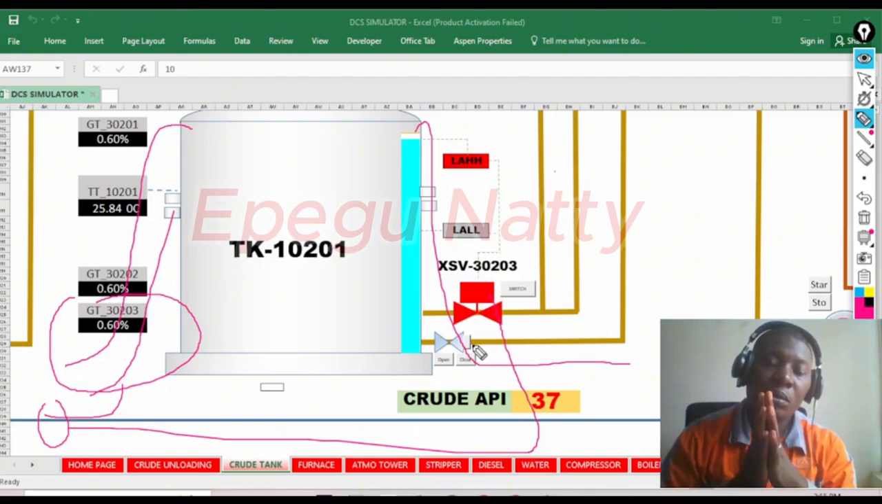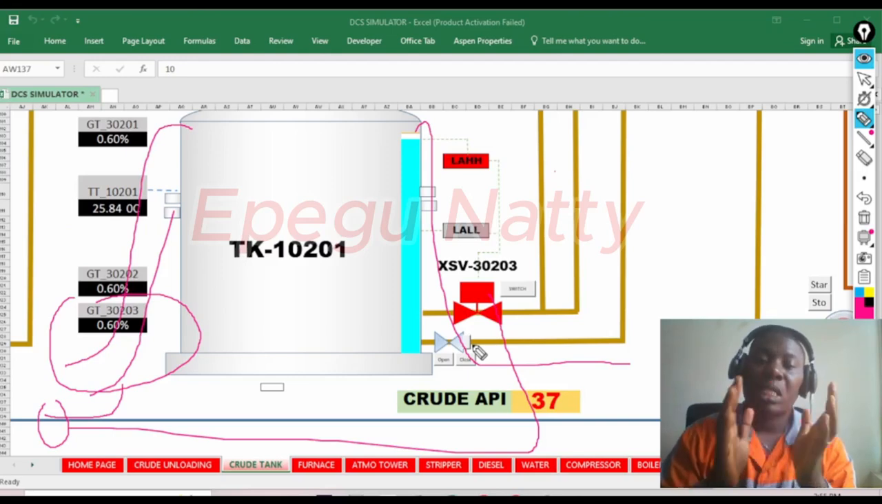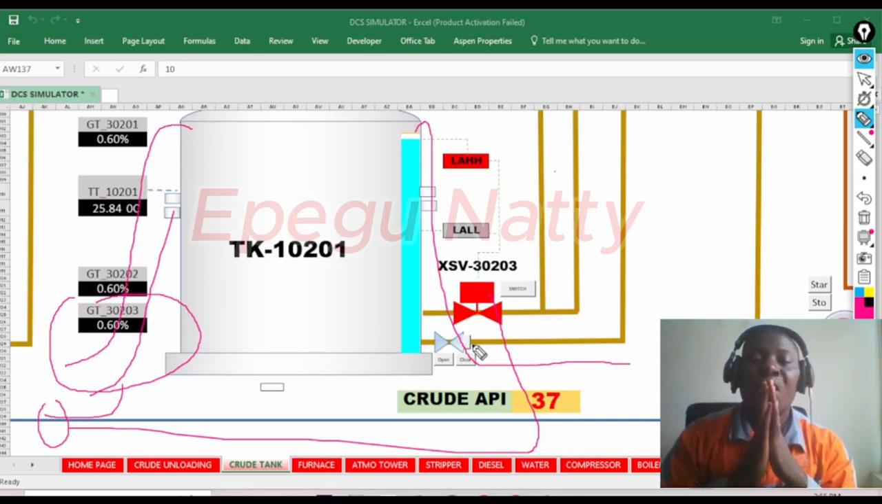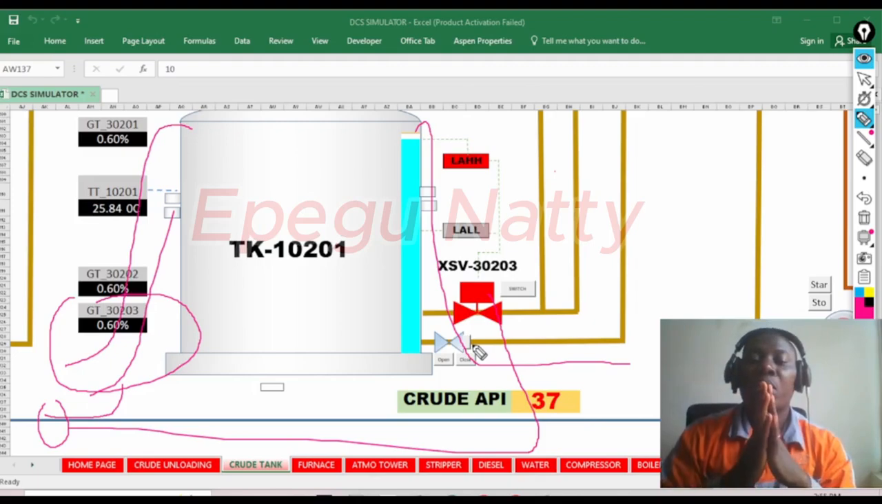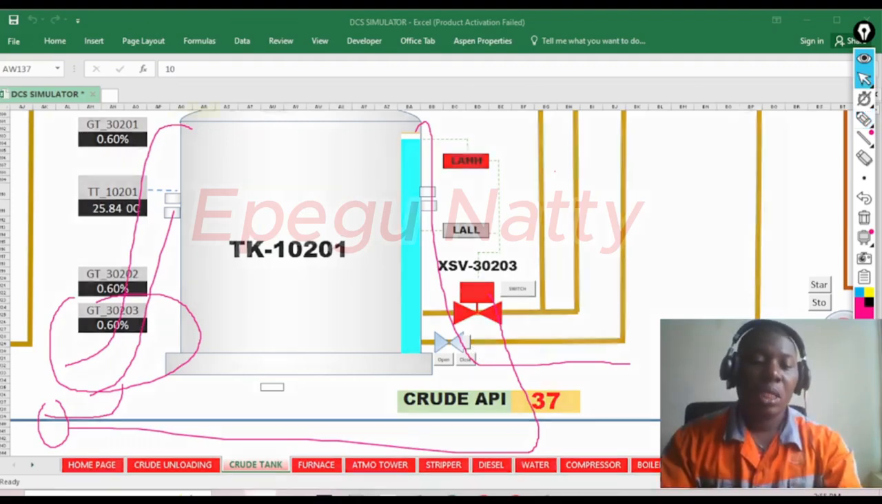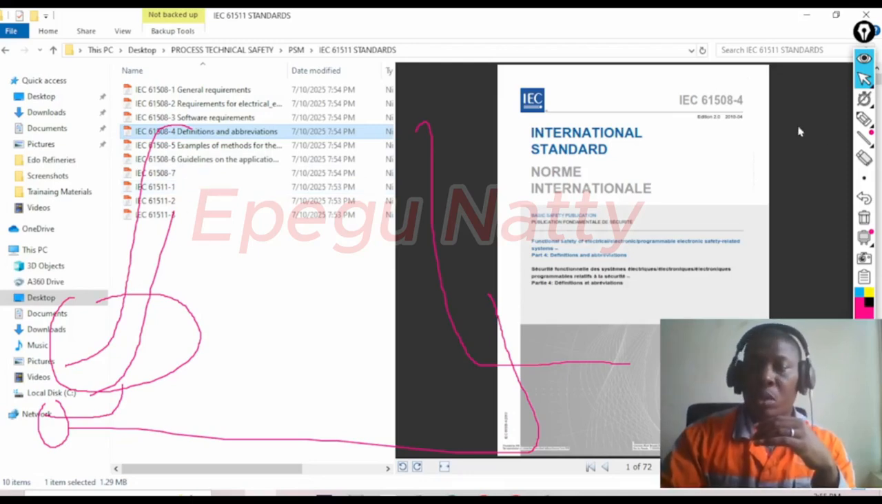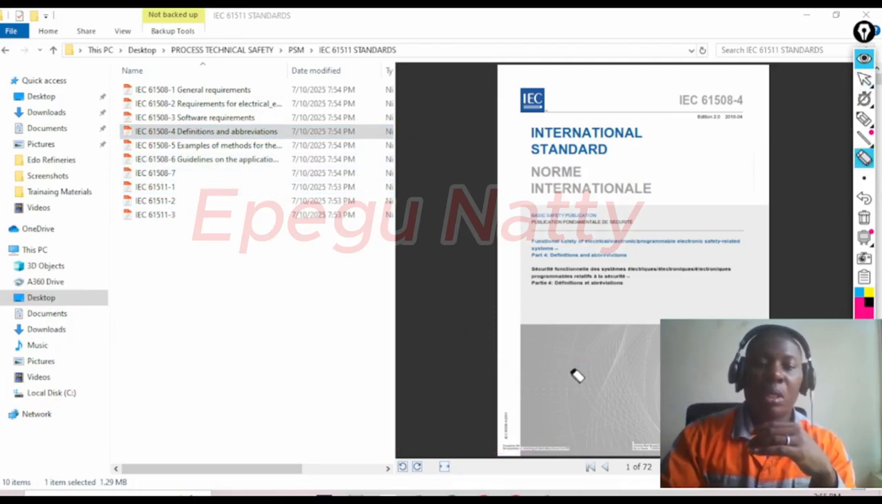All right, so I hope we understand the basics of SIS, SIF, SIL, and then can talk about SIL assessment, SIL verification. So like I said, go to this code and then read about it, get more knowledge, and that's it.